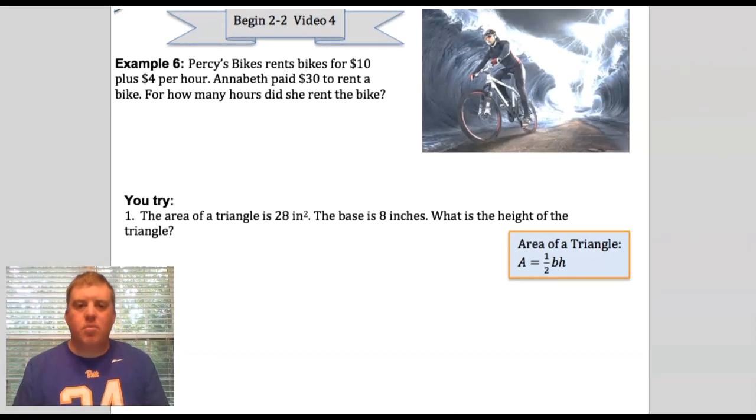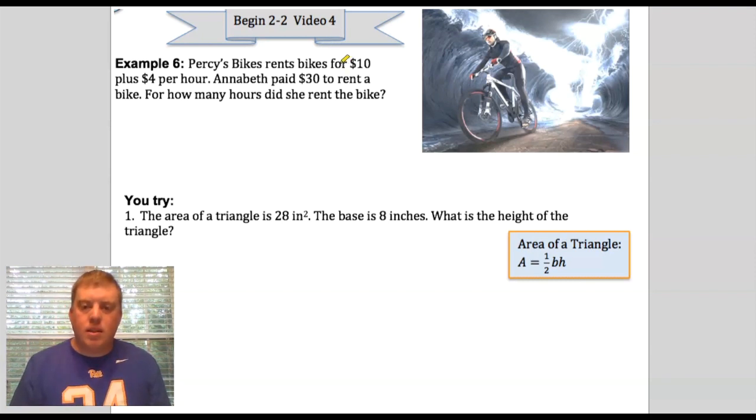Let's take a look at a word problem. Percy's Bikes rents bikes for $10 plus $4 per hour. Annabeth paid $30 to rent a bike, and we want to know for how many hours did she rent the bike. So one thing that's a good problem-solving strategy is that anytime you're dealing with a word problem, to go back and highlight the information that you think might be important to help you figure out what's going on.